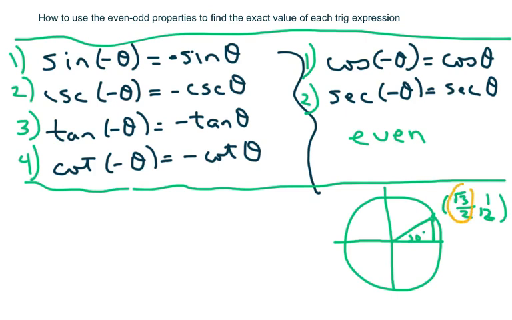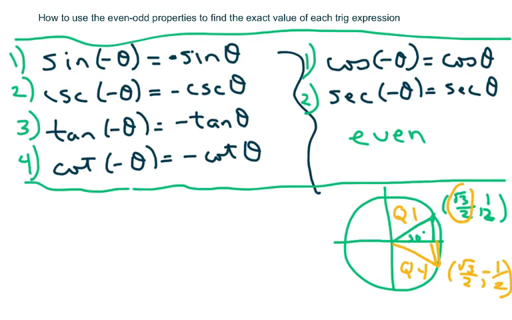Now, if I say negative 30, that means I'm going clockwise on my graph. And my x is still positive, because cosine is positive in quadrant 1 and 4. Negative 1/2. All right? So basically that's why these are even. And what's useful is instead of trying to find the value by going clockwise, you can just use these tricks and it makes finding exact values a lot easier.